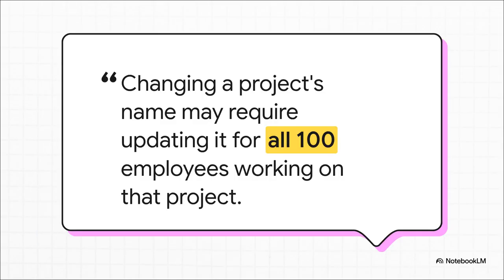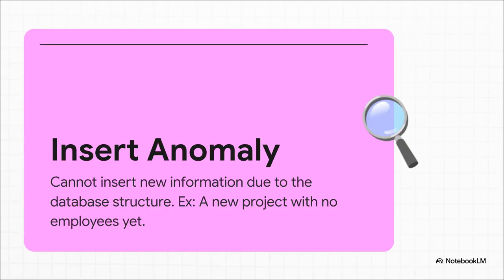Let me make this real for you. Let's say the company decides to rename the billing project to customer accounting. Simple enough, right? Wrong. If there are 100 people on that project, you now have to track down 100 different rows in your table and change every single one. And if you miss just one, your data is now corrupt. It thinks two different projects exist when they don't. It's a nightmare.